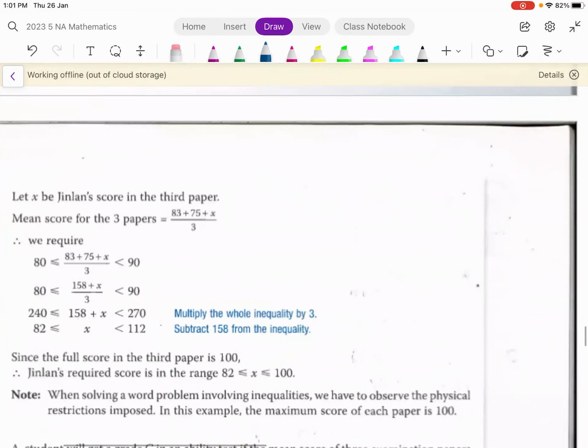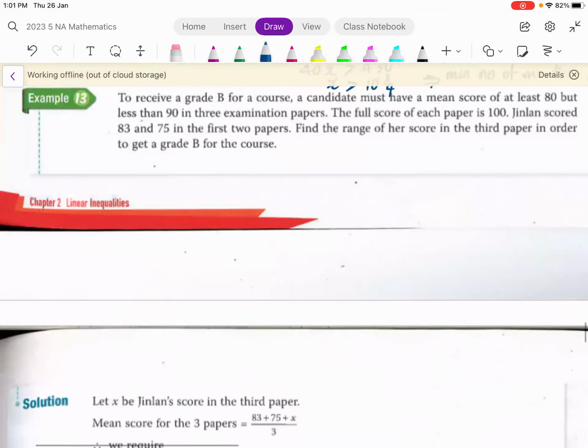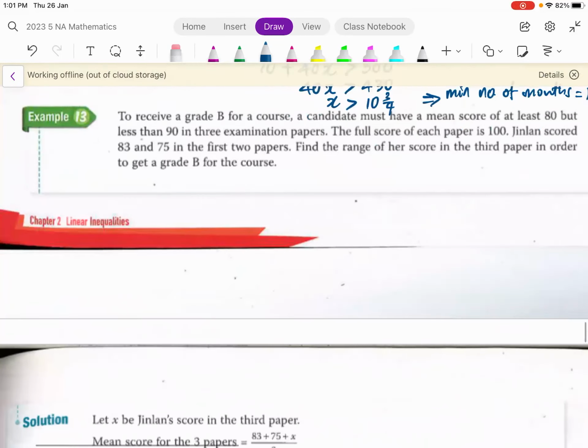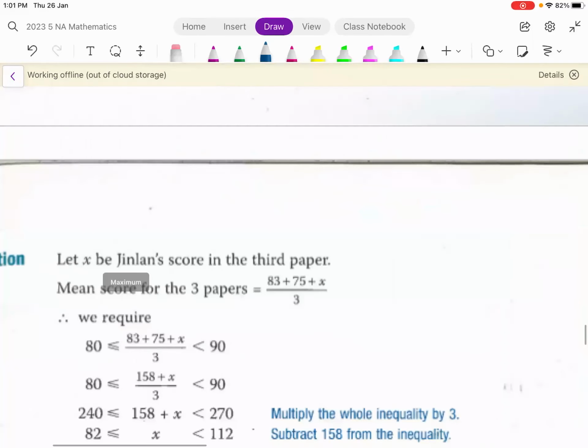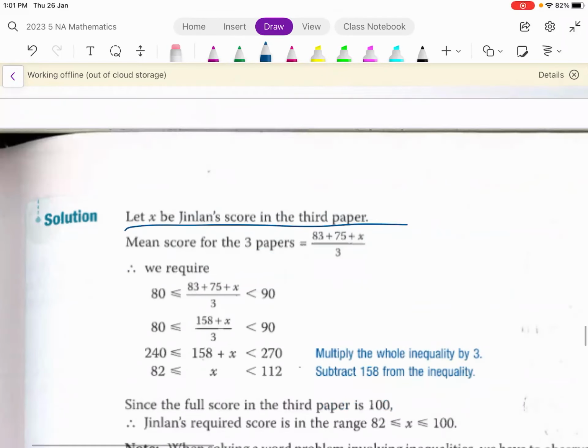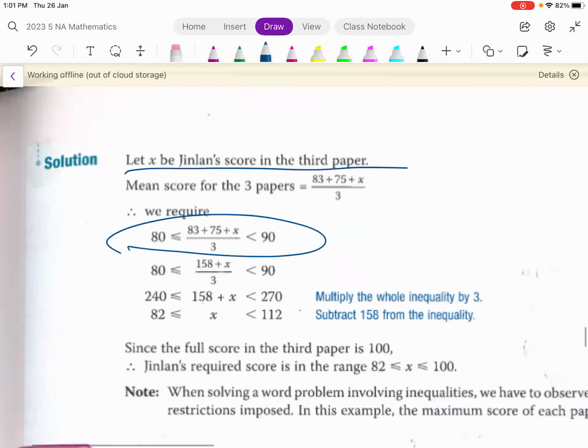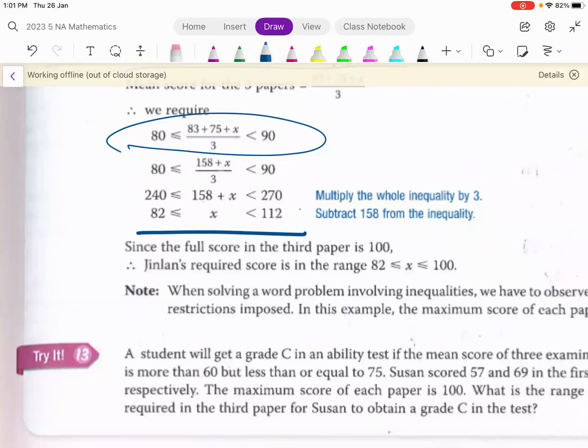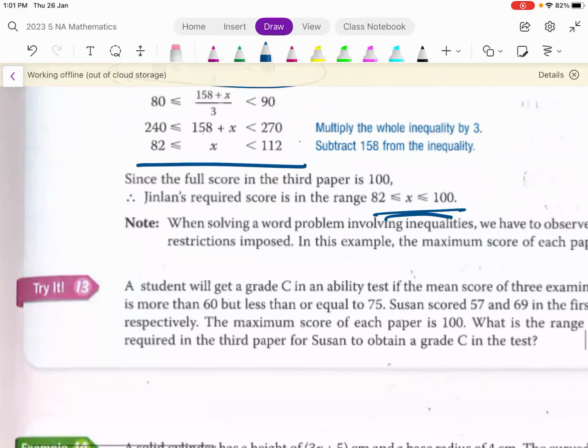Okay, so here in the next example, they wanted to find the range of a score. So I just wanted to show you the first step will be let X be the score. Whatever they want you to find, just let X be that thing. Generally, it will be quite useful to you. And then form the inequality, solve, and then get a final range. Okay, try it, you don't have to do it.